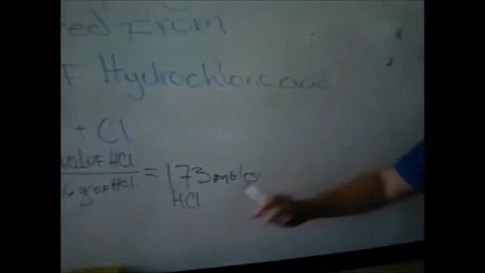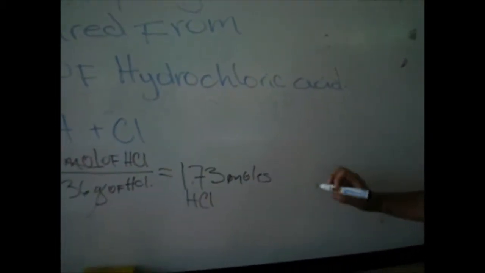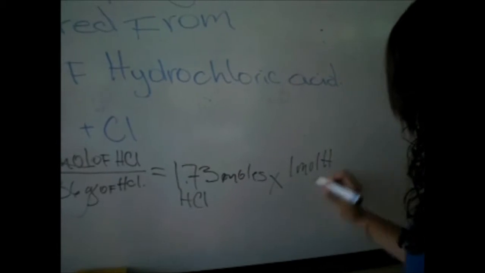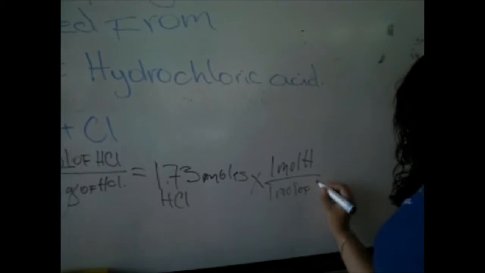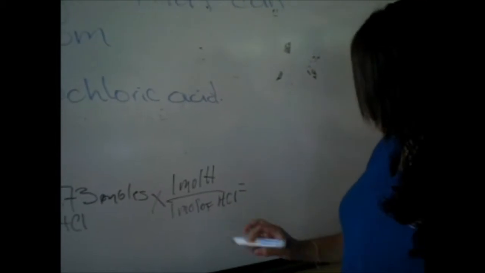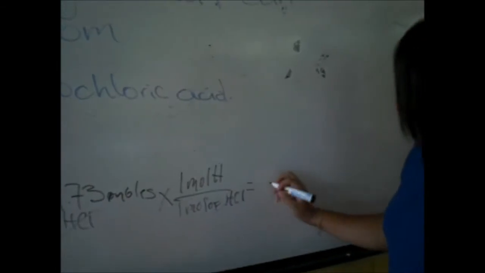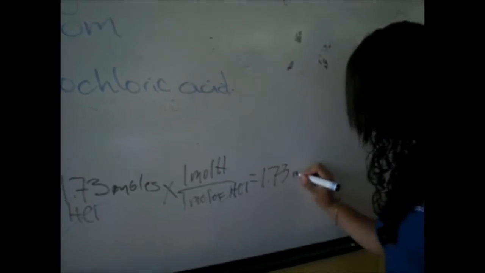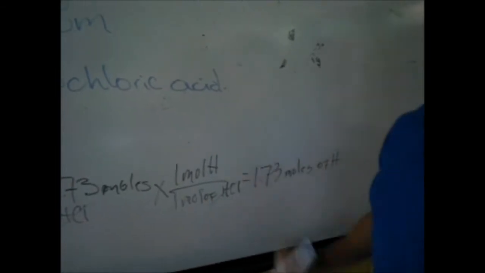Then for converting HCl moles to H moles, you need to multiply by 1 mole of hydrogen divided by 1 mole of hydrochloric acid. So then you will have the same amount of moles. You cancel HCl and HCl. You will have H. So 1.73 moles of H is your answer. Thank you.